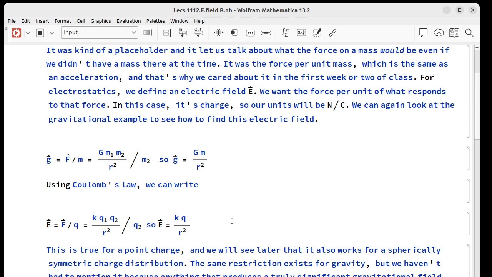It turns out it also works if you have a spherically symmetric charge distribution. We get the same restriction for gravity, but it turns out we don't really have to worry about it for gravity because anything that's only held together by gravity will compact itself into a sphere anyway. Anything big enough for a real field will compact itself into a sphere. That's why the moon, the planets, the sun, they're all approximately spheres. Things like asteroids are so tiny, they're held together by the same electrostatic forces that hold rocks on Earth together, and that's why they can have any shape in particular.